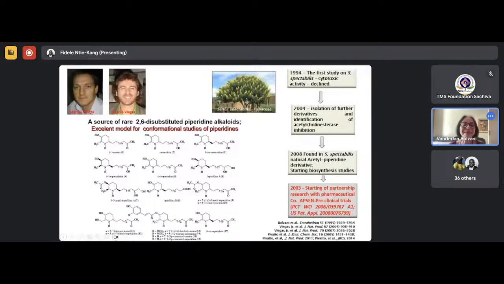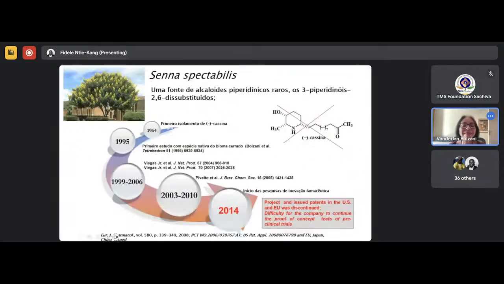The next one, please. This is the history that we studied for so long, but you need to continue this work. This is a problem also to work in Brazil. That is not developing countries. Developing countries is a very important economy in Latin America, but you don't have the condition to isolate it. This compound is 1 gram to continue the preclinical phase. So the company discontinued this project.